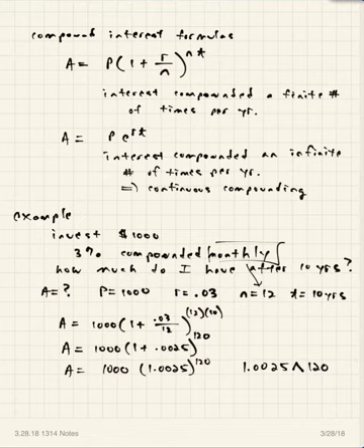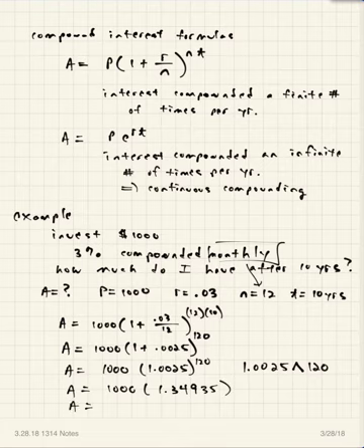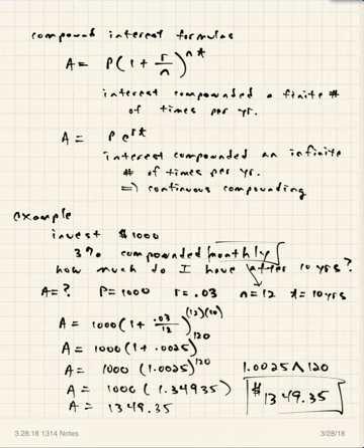And so I get approximately 1.34935. You multiply that by 1,000, and you get $1,349.35 approximately. And that's how much we would have after 10 years in an account like that.